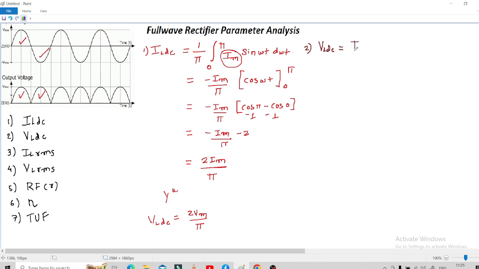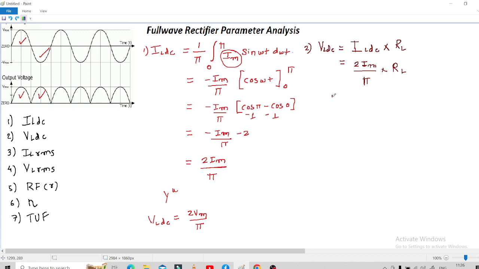The second way to find VLDC is straightforward: V is equal to IR, like Ohm's law. V is equal to IR, where R is the load. So we can write what ILDC is. ILDC we already know, it is 2 Im by pi, into RL.